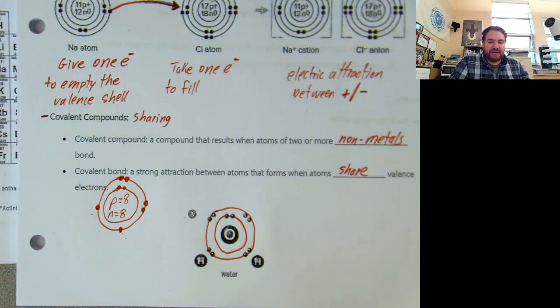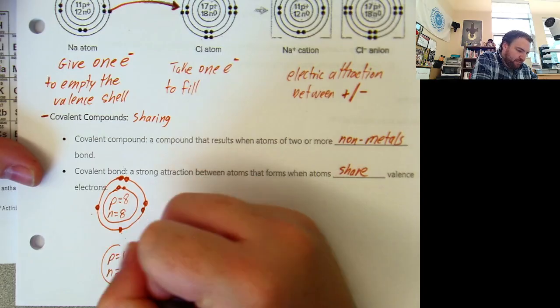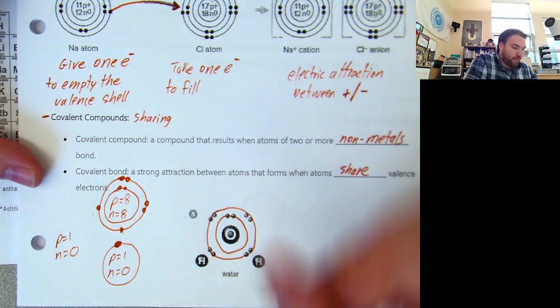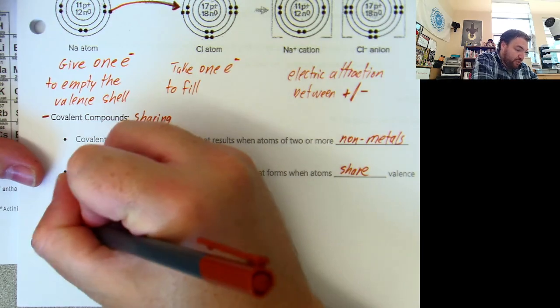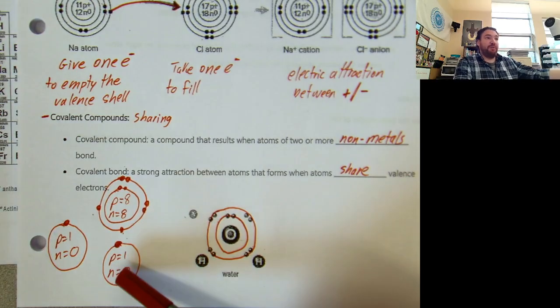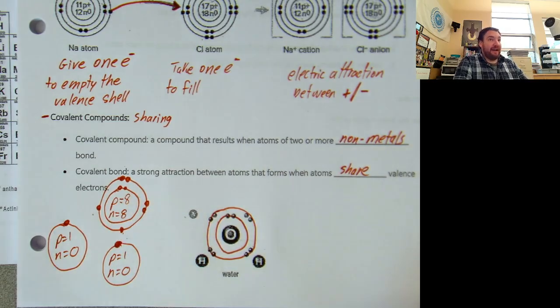Hydrogen's a complicated one. Here's hydrogen. P equals 1, N equals 0. Water is H2O. So we need 2 hydrogens and 1 oxygen. Now, hydrogen is interesting. Hydrogen's a little complicated because what are the 2 ways that hydrogen could be happy, as an ion? It could give up this 1 electron and just become a single proton zipping through the world. Or it could take. This inside shell has room for 2. And so it could take an electron from something else.